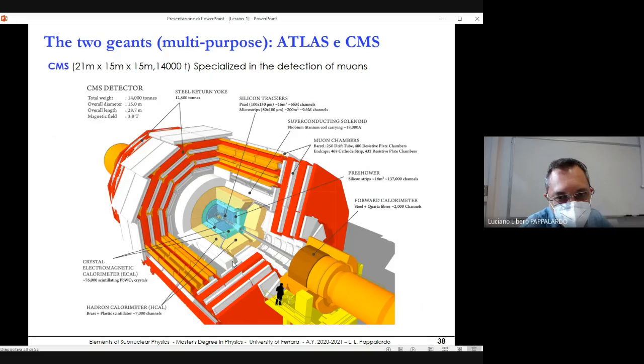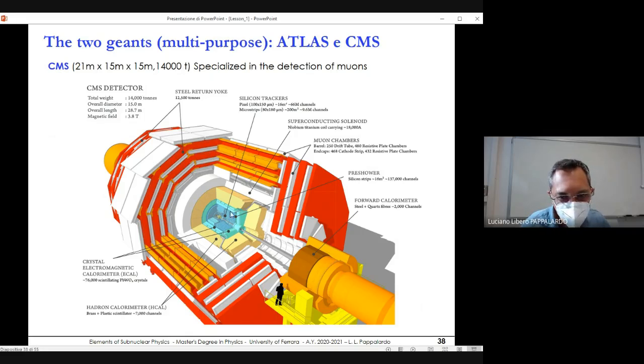And now the second is CMS. CMS is also a huge, gigantic detector, although it is quite smaller than ATLAS, so it's half the length essentially. But it is much heavier. It is 14,000 tons because it contains a lot of iron in the return yoke of the magnet. And it is specialized for detection of muons, but of course it can detect everything. It is a general purpose detector.